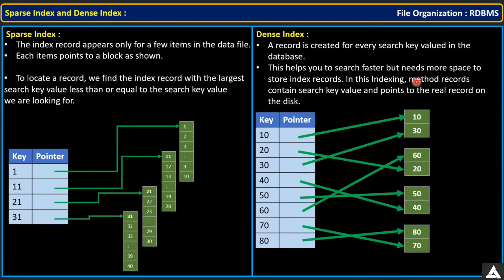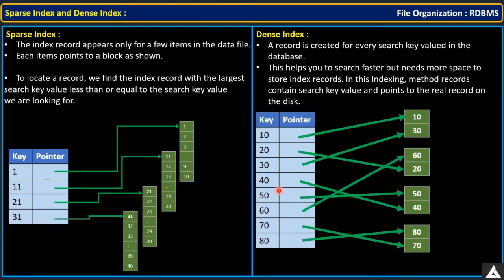In this indexing method, the record contains the search key value and points to the real record on the disk. Whichever key you need, suppose I need 40, it points directly to 40. But in the sparse index it is not like that. Here, for the record you are searching, you can go directly to that record. But there you are not going directly. If I am searching for 5, I am not going directly to 5. First I need to come to 1 and then I will go to 5. That is the sparse index and the dense index.